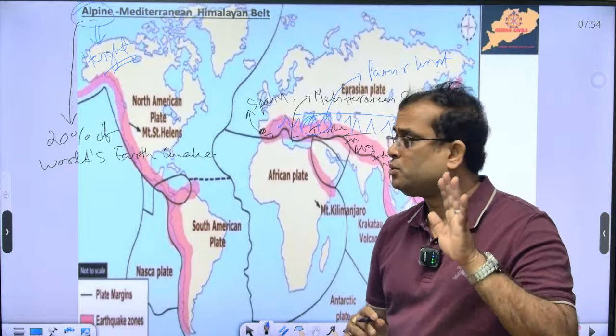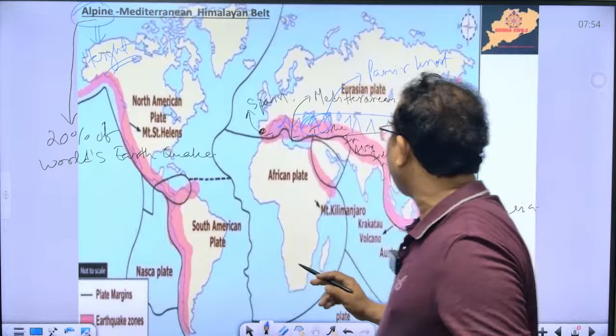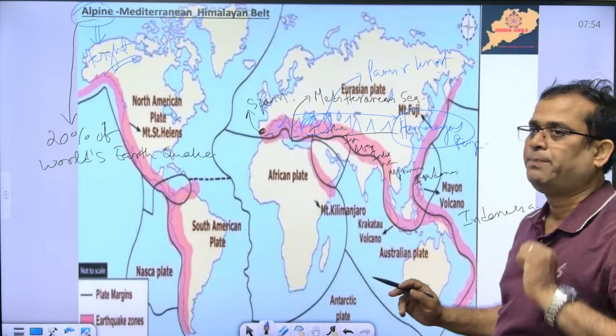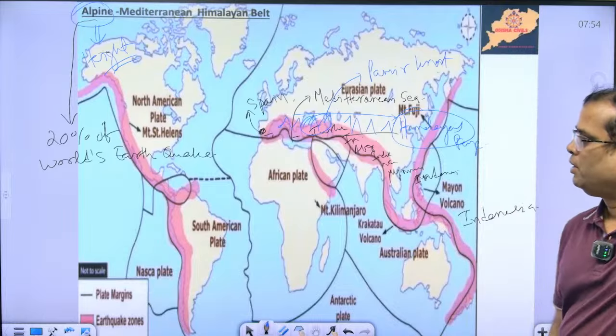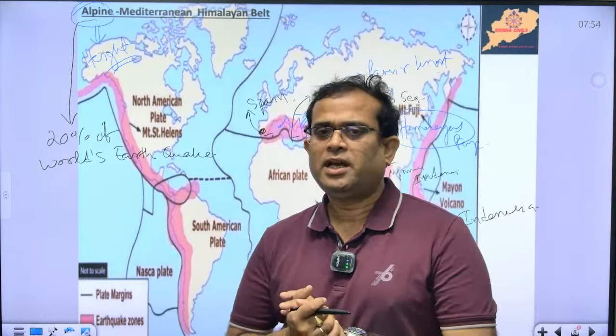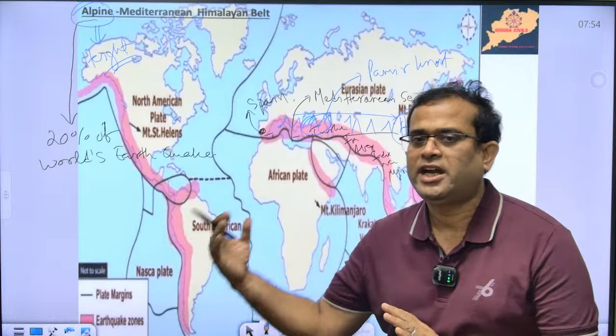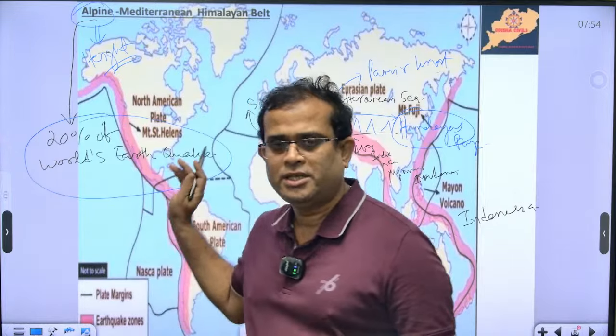So we see that majorly it starts from the Mediterranean Sea near the Spain coast and runs to Indonesia. And thank God, in India only our Himalayan part is inside it. It is such a huge part, and 20% of the world's earthquakes are located here.